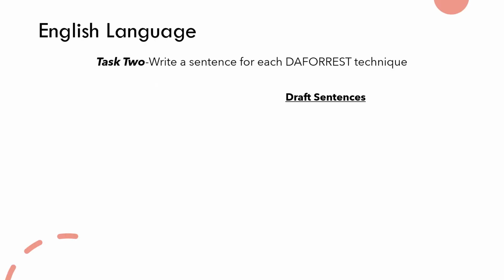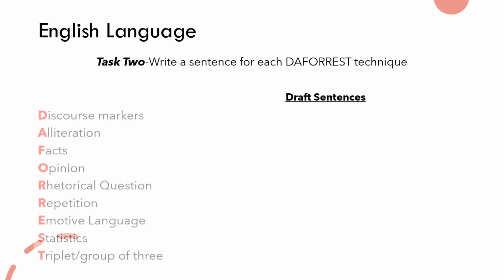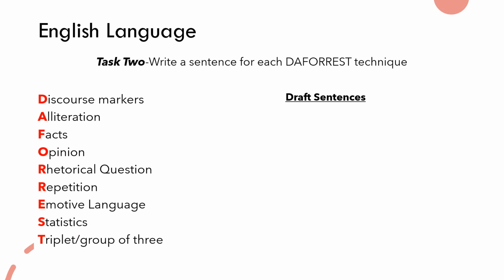Task 2. Write a sentence for each DeForest technique. As previously stated, the techniques we're going to need to use are DeForest techniques, and they should look something like this. Hopefully by the time you get into the exam, you would know all of these off by heart, and all you'd have to do is write down the letters in red, and then you can tick them off as you go through to make sure that you're actually going to include these in your writing.